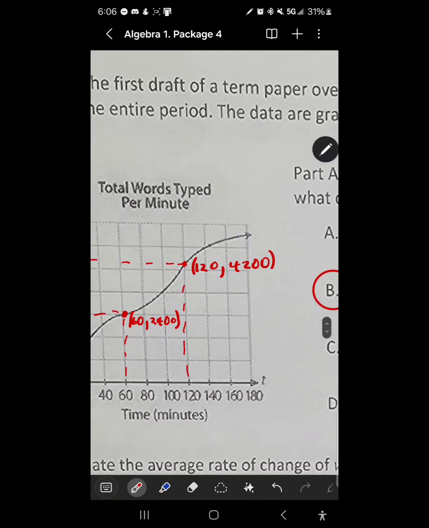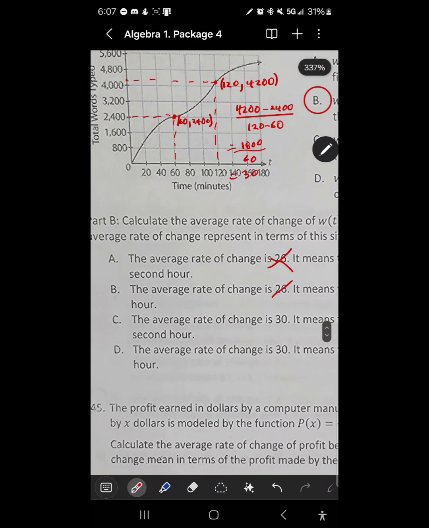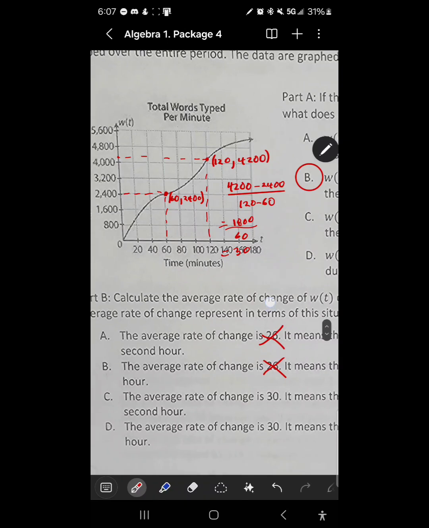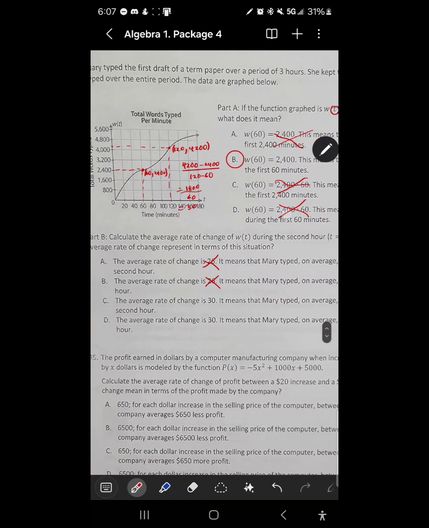Now we calculate the slope for that. And we say 4,200 minus 2,400 over 120 minus 60. So this is going to be equal to 1,800 over 60, and this is 30. And we said that our answer was 30, so we take away this and we take away this. That's not what we are looking for. And we have either C or D. So the average rate of change is 30.